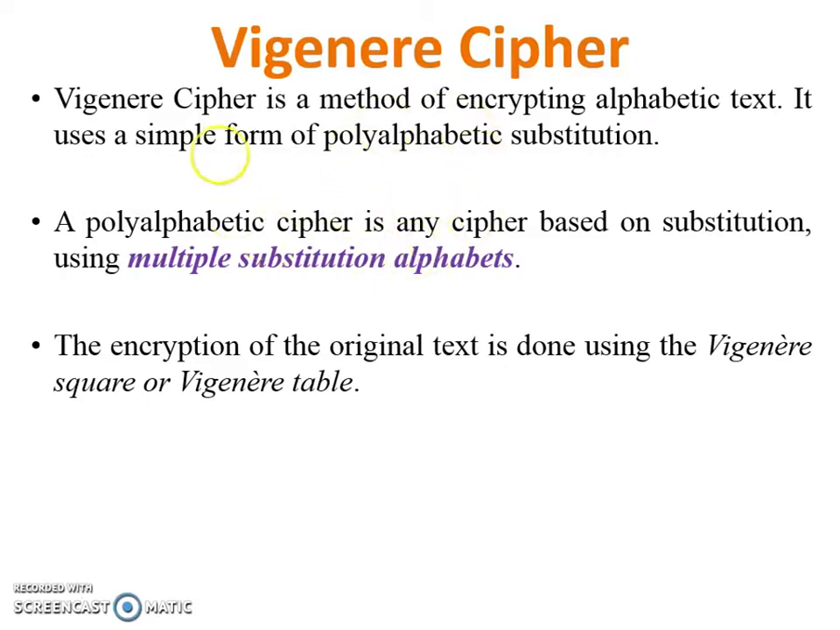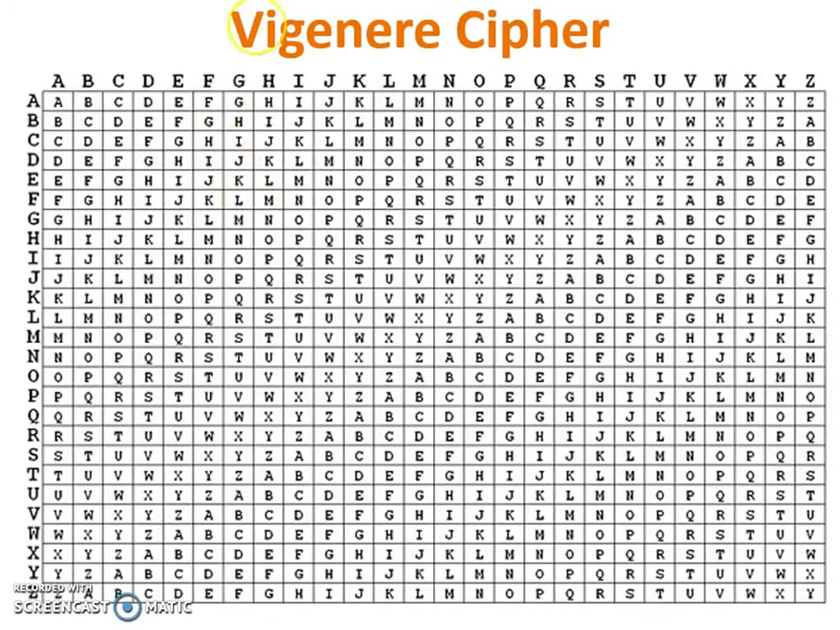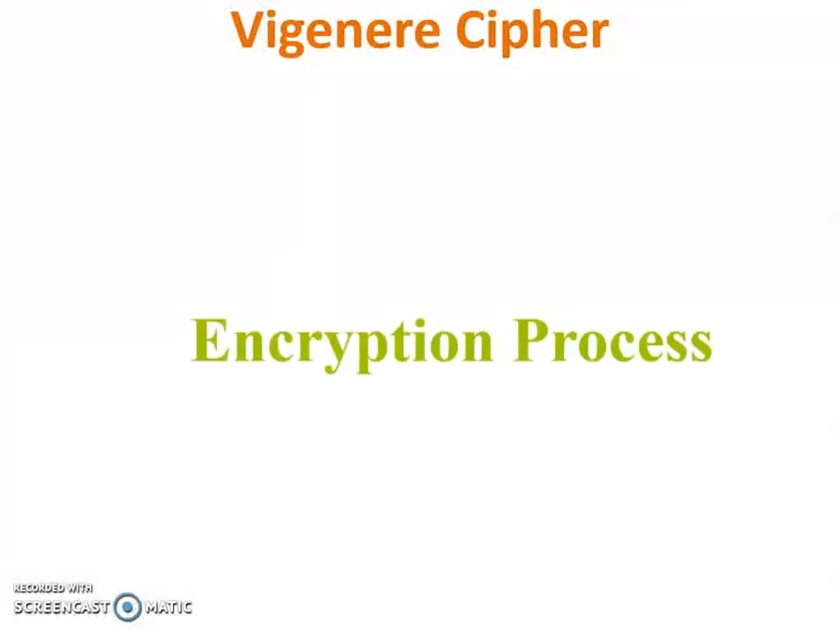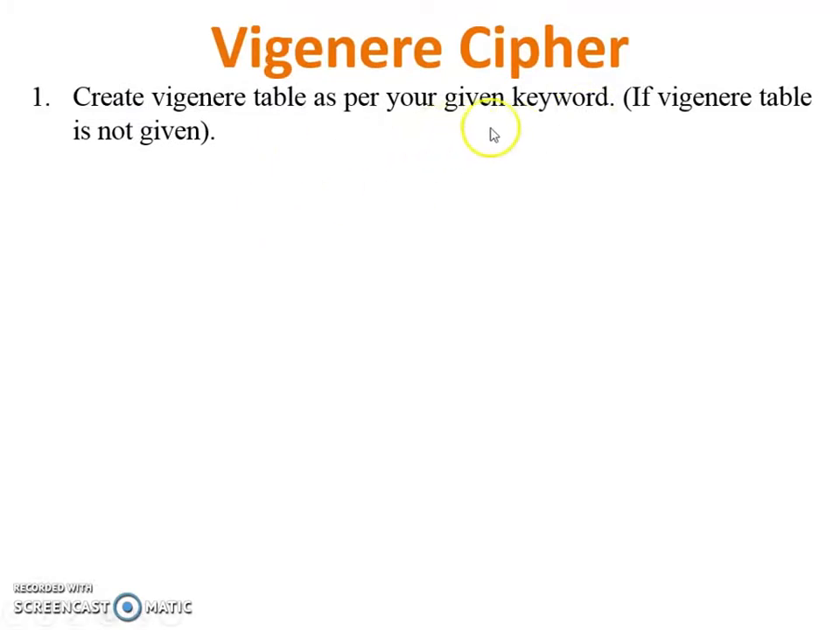The encryption of the original text is done using the Vigenere table or Vigenere square. So in this method, we have to use one Vigenere table. It is given in the next slides. So this is the Vigenere table. The first row is A to Z and the first column is A to Z. It is very tough to remember or mug up this table.